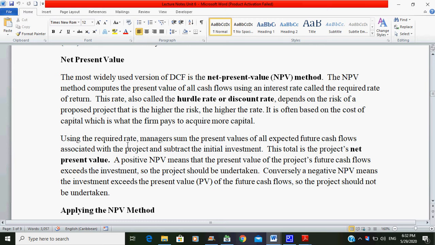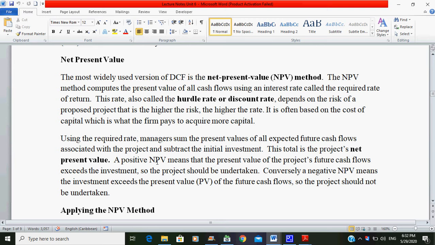Using the required rate, managers sum the present values of all expected cash flows associated with the project and subtract the initial investment. This total is the project's net present value.